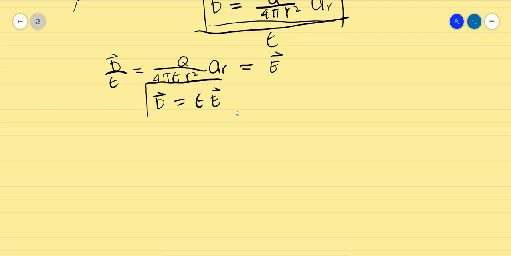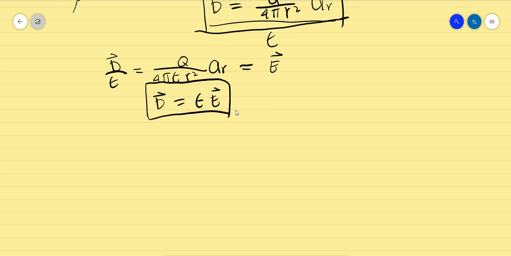And this is a very important concept or relationship between D and E. Why? Because if we can solve for E, we just multiply with the permittivity, then we have already our flux density. And if we also observe this one, they have the same direction. Flux density is in the same direction as the electric field.